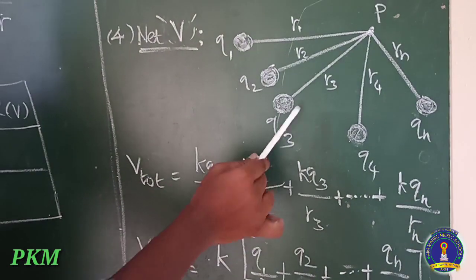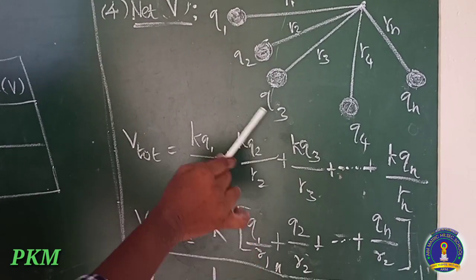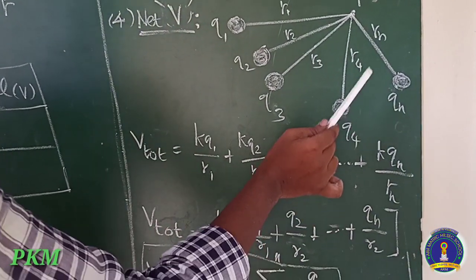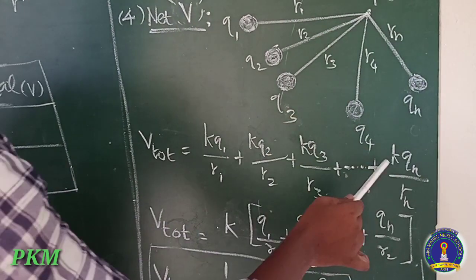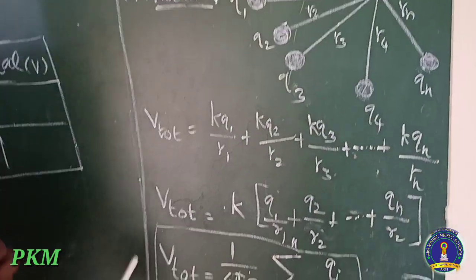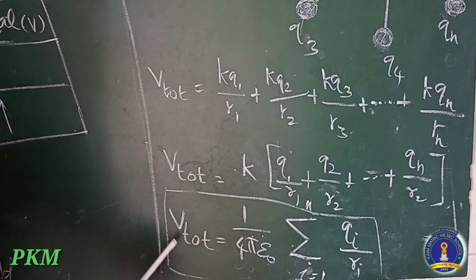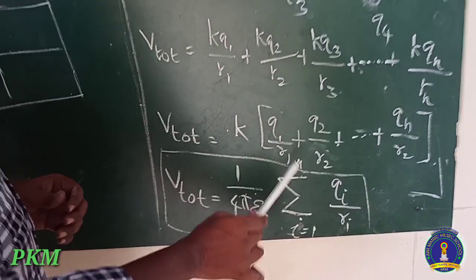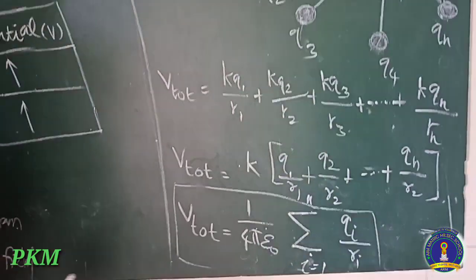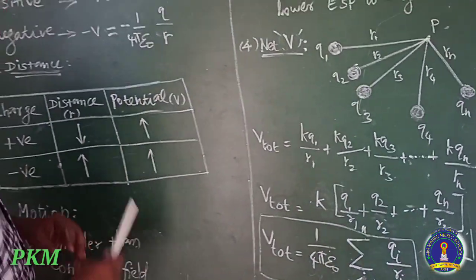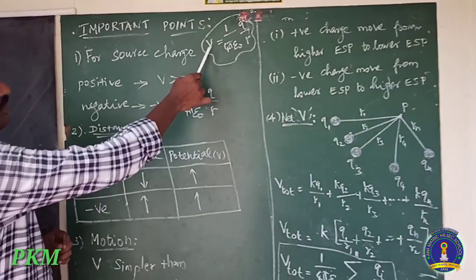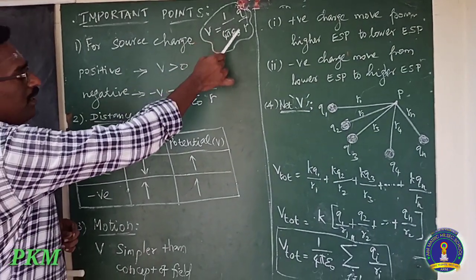Then kq3 by r3, the electric potential at the point due to q3 and q4, and so on, up to kqn divided by rn. We simplify. Finally we get V total equals 1 by 4 pi epsilon naught summation over i of qi by ri. So these are some important aspects of V equals 1 by 4 pi epsilon naught q by r.